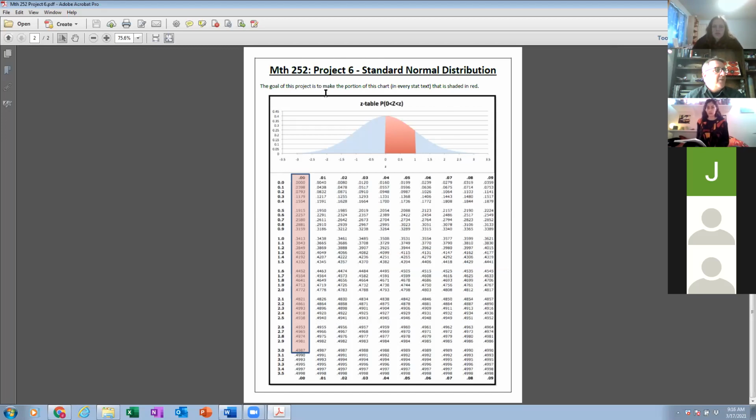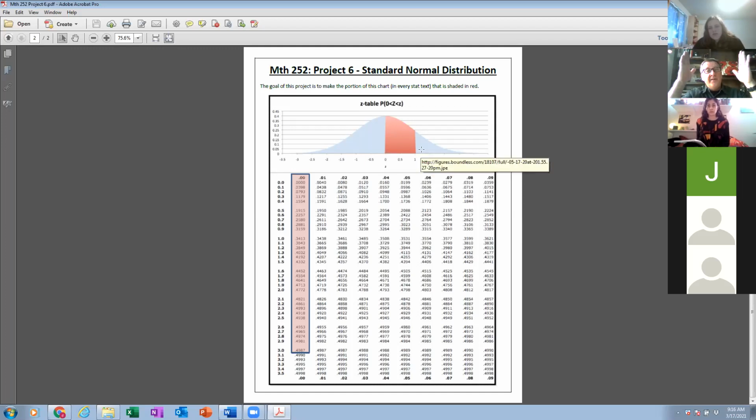As I said at the top, the goal of this project is to make the portion of this chart over here in red that is in every stat text. Notice what this table is telling you: what percent of people are between 0 and 1 standard deviation?